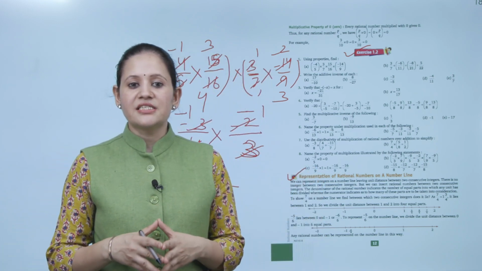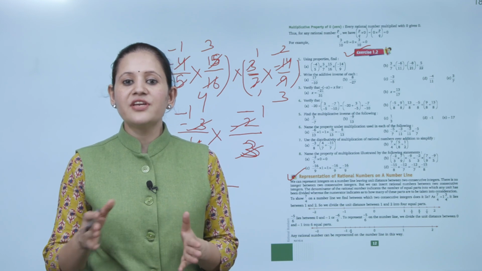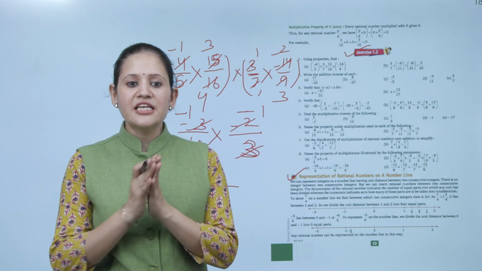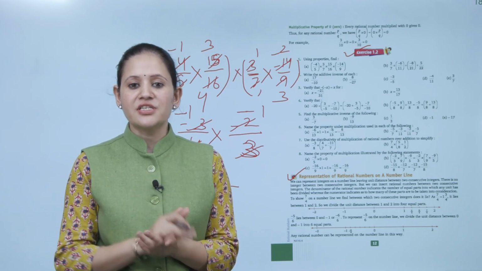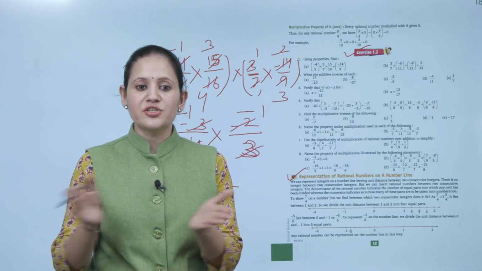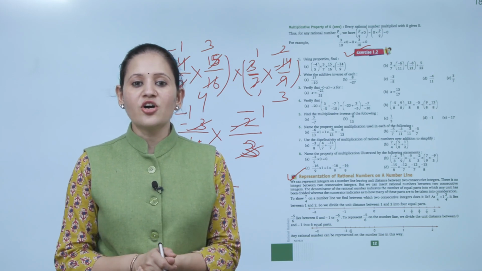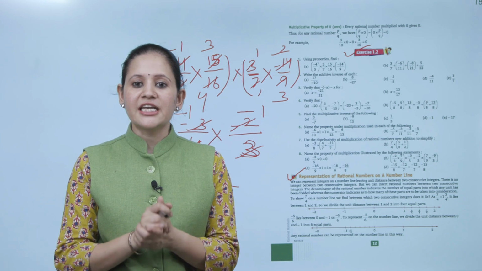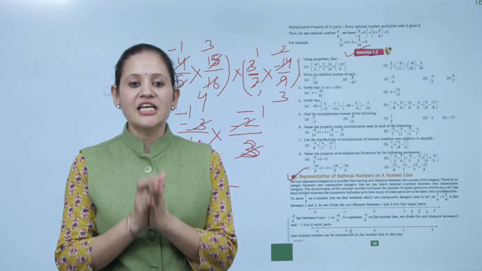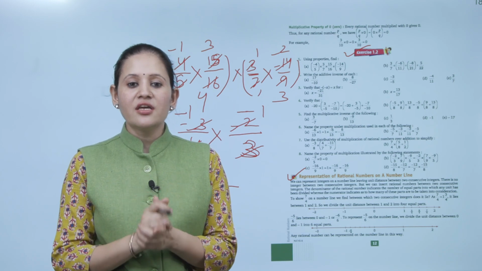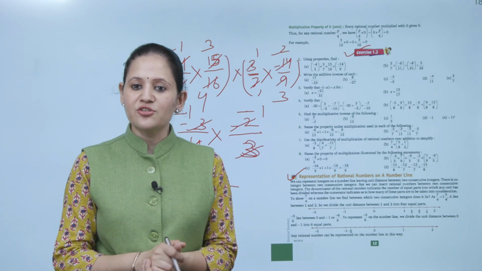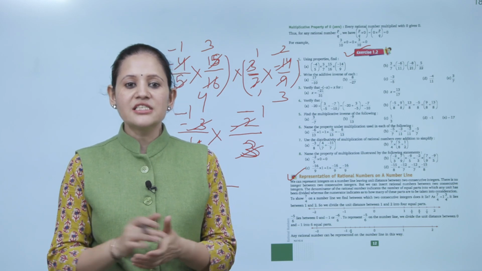Next is representation of rational numbers on the number line. We can represent integers on the number line leaving unit distance between two consecutive integers. There is no integer between two consecutive integers, but we can insert rational numbers between two consecutive integers. The denominator of the rational number indicates the number of equal parts into which any unit has been divided, whereas the numerator indicates how many of these parts are to be taken into consideration.